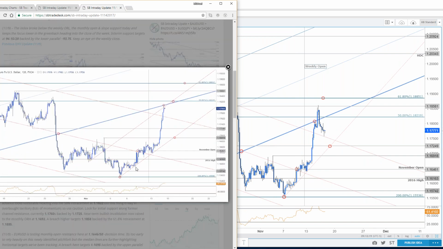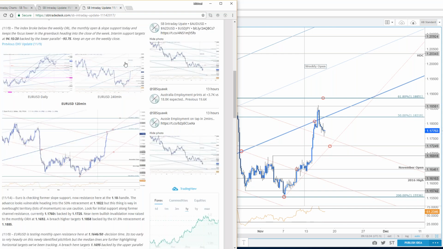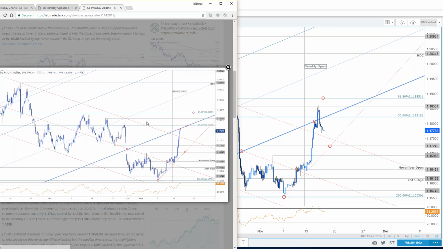So this is this basic slope line support right here. We broke higher through these initial targets. We went right into 18.58, then turned right off it. 18.58, reversal right back. So break of basic slope resistance. And now we're checking that exact level as support.